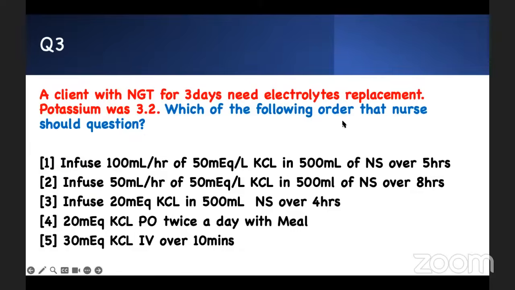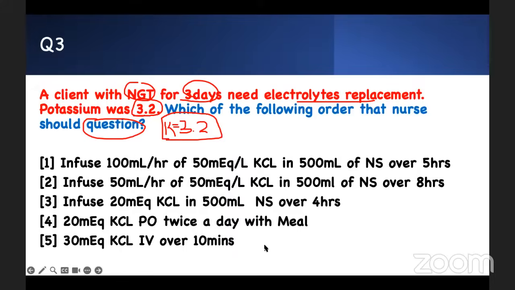Each of the following orders, the nurse should question something wrong with the order. Okay, a client with an NG tube for 3 days needs electrolyte replacement. I give you the value. Don't worry about it. 3.2. You have K of 3.2 and you want to replace. Don't worry, don't freak out. Look at the problem. All I'm explaining to you is what you should do when you're taking the test. I have a potassium of 3.2. How am I going to replace it?